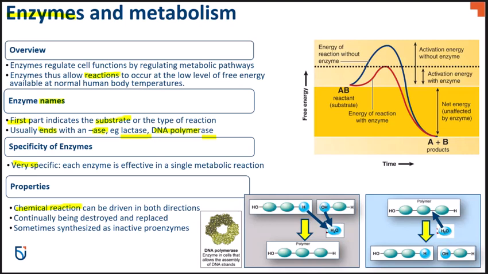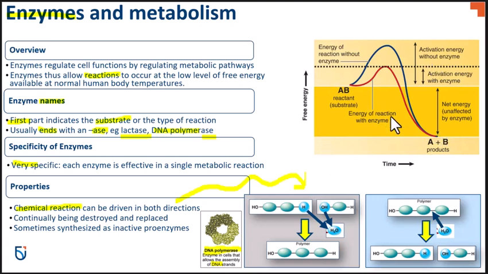So let's look at some of these images here. First of all, here is DNA polymerase. That's the enzyme in cells that allows for the formation of the DNA polymer. This image here is meant to show you that enzymes can be used for both directions. So the formation of a polymer, but also the breaking of a polymer.